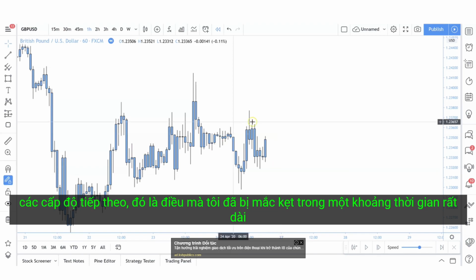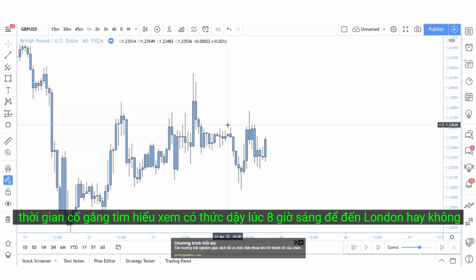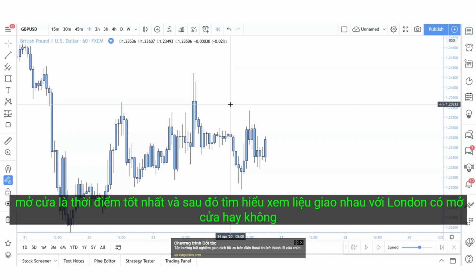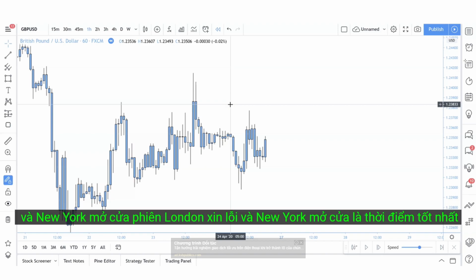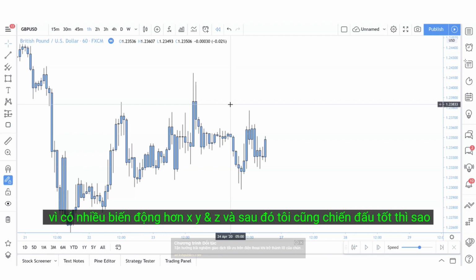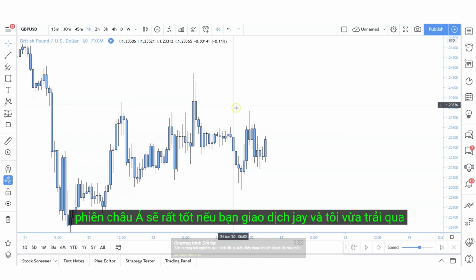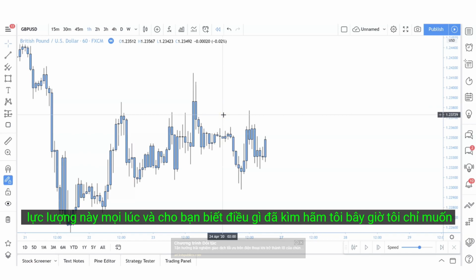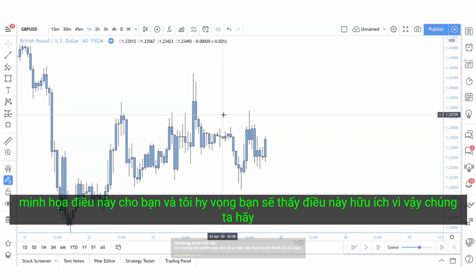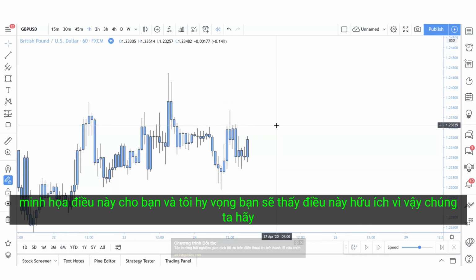It's something I was stuck on for a very long period of time, trying to figure out if waking up at 8 a.m. for the London Open was the best time, and then whether the crossover of the London session and New York Open was the best time because there's more volatility, X, Y, and Z. And then I thought, what about the Asian session? Would it be good to trade UJ? I went through these thoughts all of the time, and it held me back. Now, I just want to illustrate this to you, and I hope you will find this useful. So let's take a look at this.